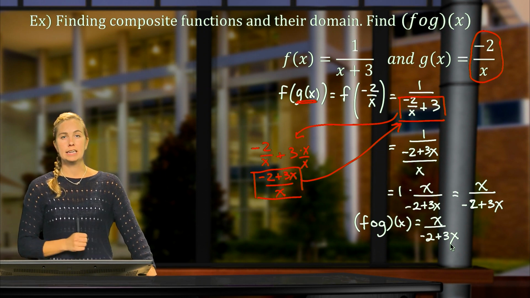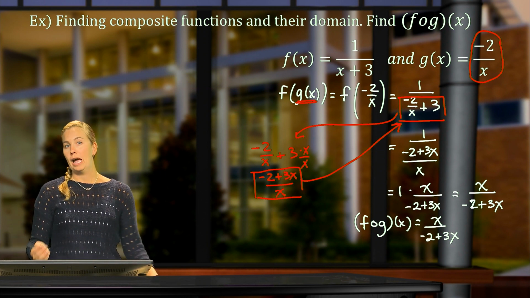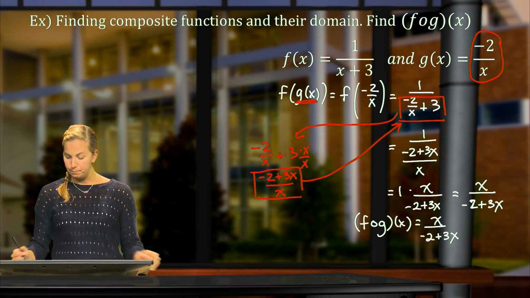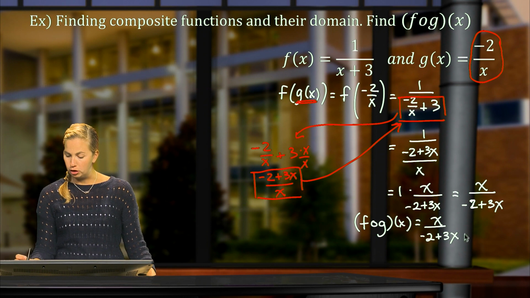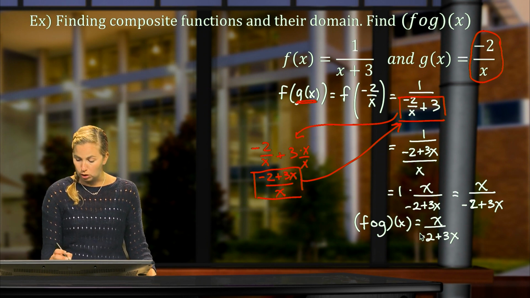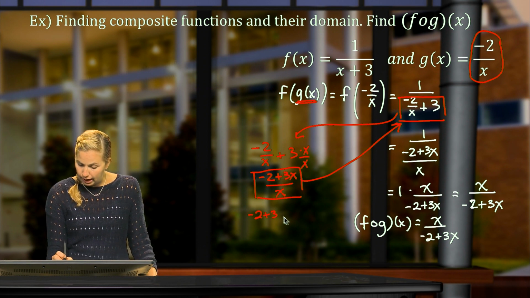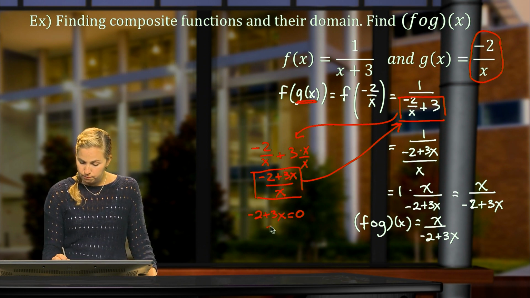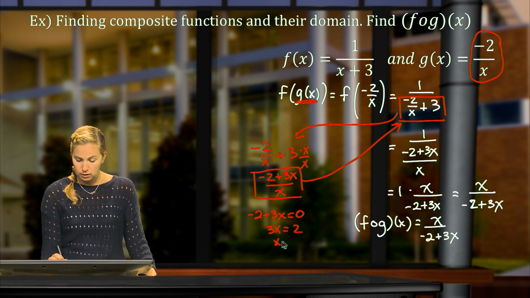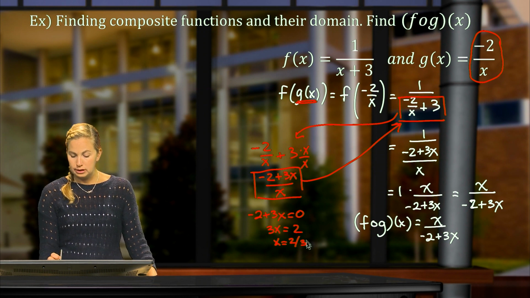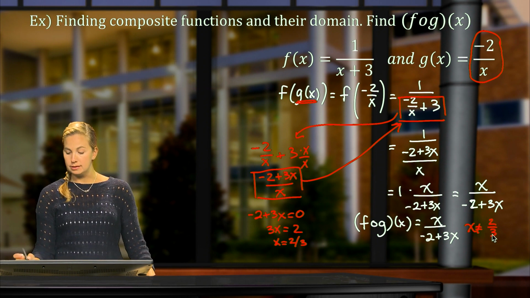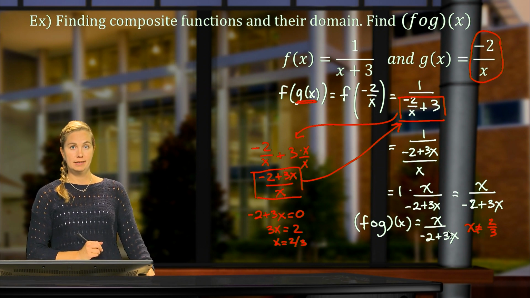We look at this and we recognize that it is a rational function. So we have to make sure we eliminate any values that make my denominator equal to 0. So again, over here in my margin, I'm looking to find where the denominator of my composite function is 0. Negative 2 plus 3x equals 0. Adding 2 to both sides, 3x equals 2, x equals 2/3. This we want to exclude from our domain because it's going to make my composite function undefined.